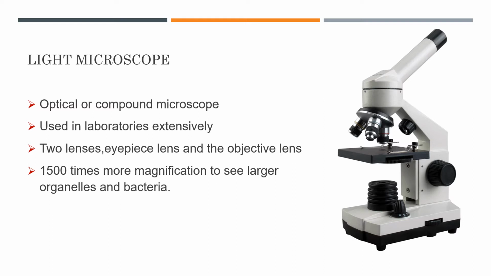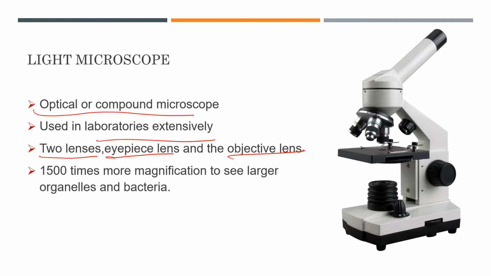Now here we are going to discuss the light microscope. What is it? The ordinary light microscope is a compound microscope which is mainly used in laboratories, and it is extensively used there. It is fairly improved in design from Hooke's microscope, and it consists mainly of two lenses, one eyepiece and the objective lens, which are combined to produce a greater magnification. So two lenses: eyepiece and objective. This is mainly used in laboratories.